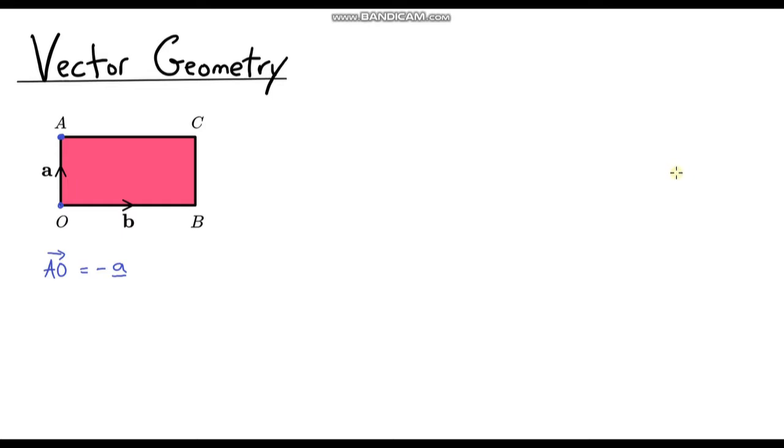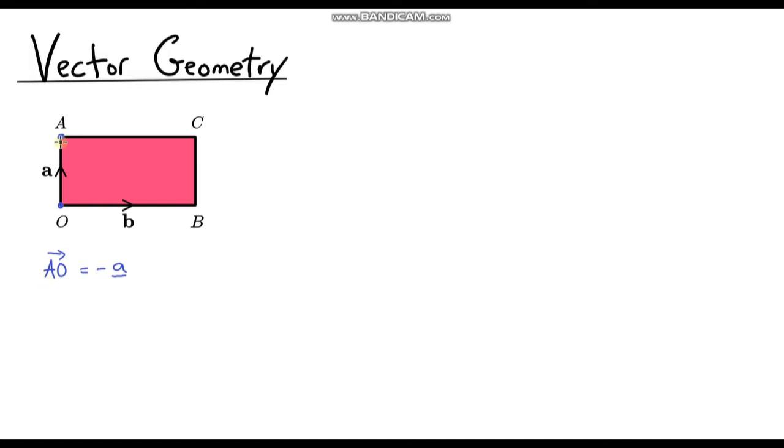Now, the really cool thing about vectors, or I find it quite cool anyway, is that to go from A to O, we don't need to go straight down. Okay, we did, because it's obviously the easiest way to get from A to O, but we could go all around the outside of our rectangle from A to O, and we would still be left with our vector of negative A. And let me just prove that to you.